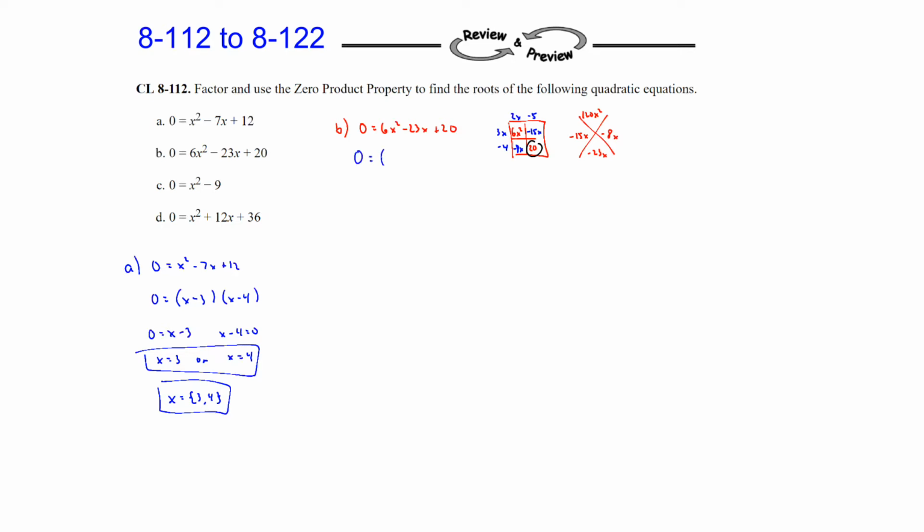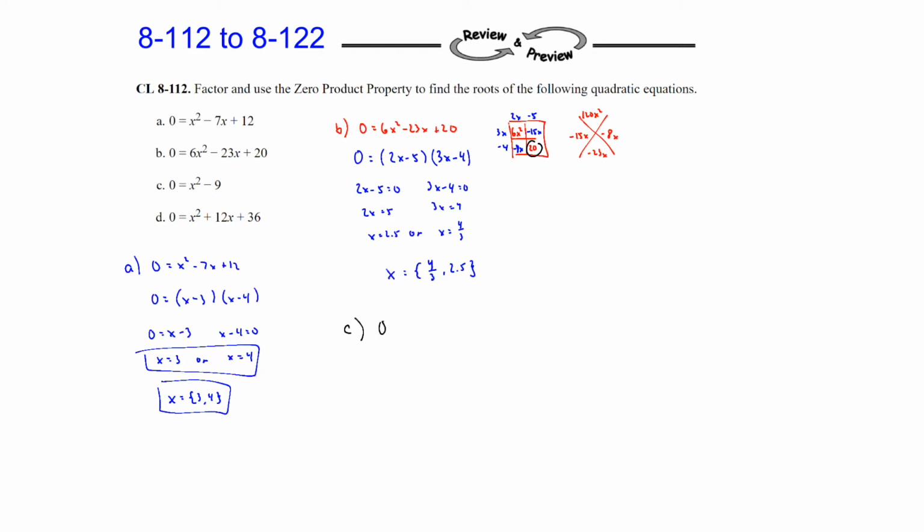So 0 is equal to 2x minus 5 and 3x minus 4. Set our factors equal to 0. Add 5. Divide by 2. That's 2.5 or 5 halves. Add 4. Divide by 3. And I'm going to have to leave that one as 4/3 because the decimal repeats. So we have x equals 2.5 or x equals 4/3. Or once again, we can write it as a set: 4/3 or 2.5 or 5 halves.